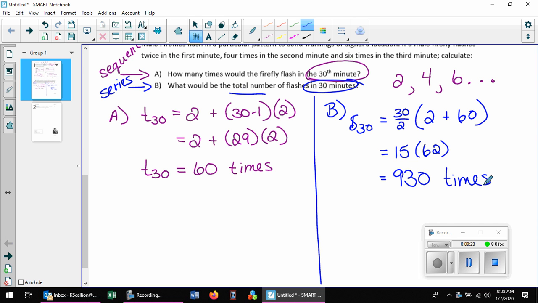Nine hundred thirty. I feel like that's a lot of flashes for a tiny little firefly in 30 minutes. That's a lot of energy. But that's what the question is. So I calculated it: the firefly flashed 930 times over a period of 30 minutes. Does that make sense, everybody? If you use the first formula, you get the exact same answer. You just wouldn't use the 60 minute.